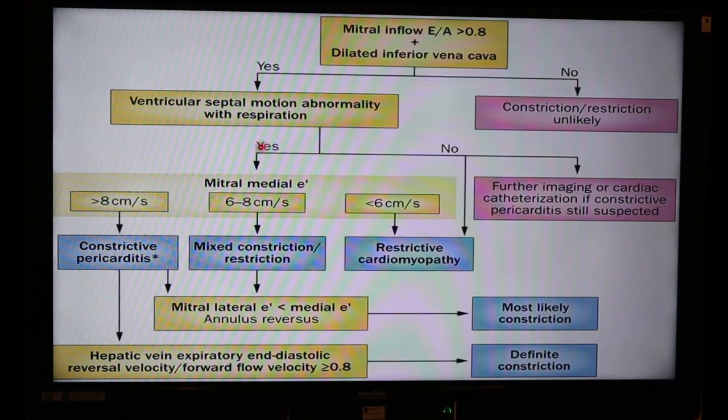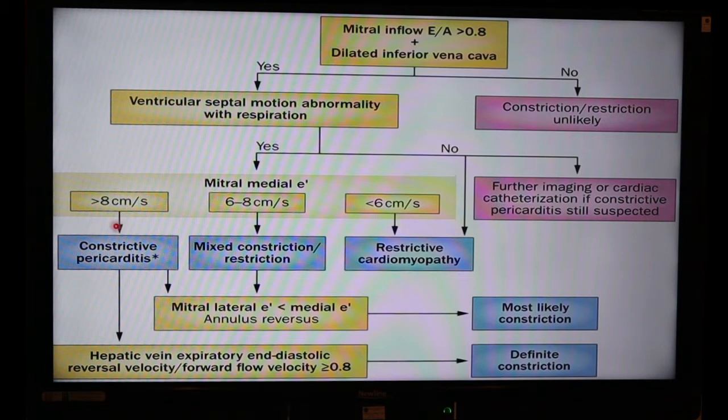If the septal abnormalities are present, yes, then go for the mitral septal E prime velocity. If no septal abnormalities are present, further imaging is required for the diagnosis. And if the septal abnormalities are present, then you have to look for the septal E prime velocity.